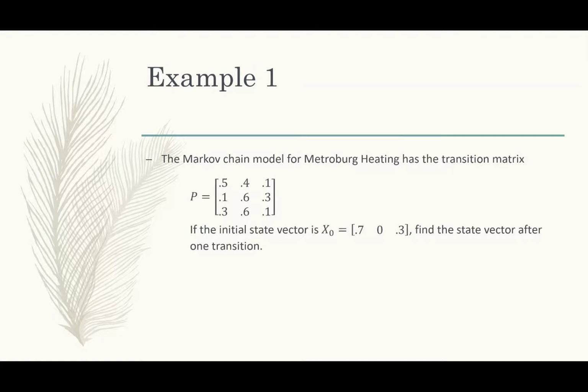So let's jump into an example and we'll see how these all really play out. The Markov chain model for the Metroburg Heating and Cooling Company has this transition matrix. I believe it's the same transition matrix that we did in section 8.1 or 8.2. I don't remember which one, but it should be the same matrix we saw earlier in a previous video. If the initial state vector is 0.7, 0, and 0.3, find the state vector after one transition.